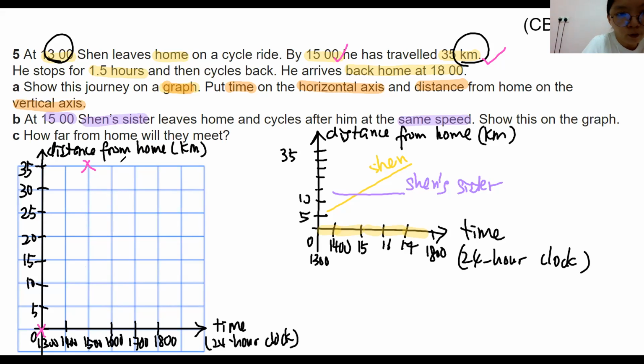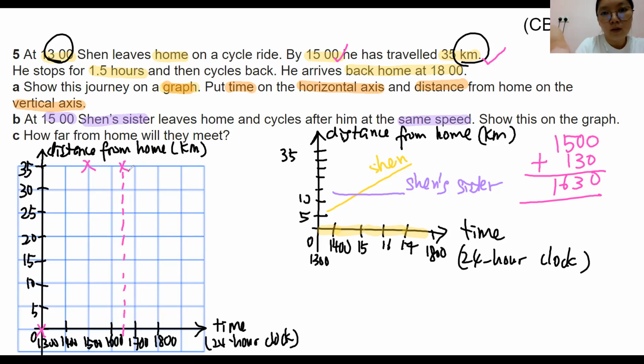And then he stops for a while, for 1.5 hours. So I am at 1500. I stop for 1.5 hours, which is 1 hour and 30. Here, adding up, I'll have 1630. So he rested until 1630, which is the half of this, all the way up. It is a middle point in between the box is here. Then again, rub off the irrelevant one.